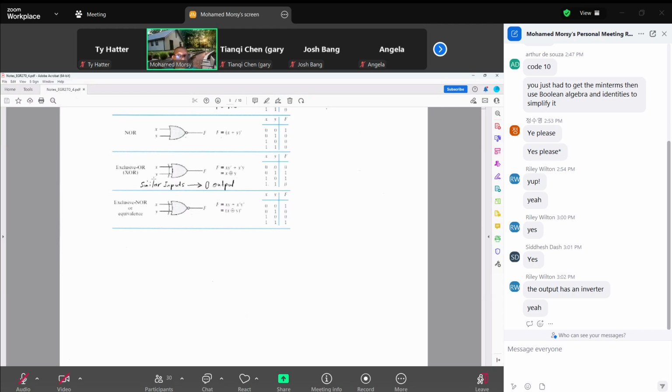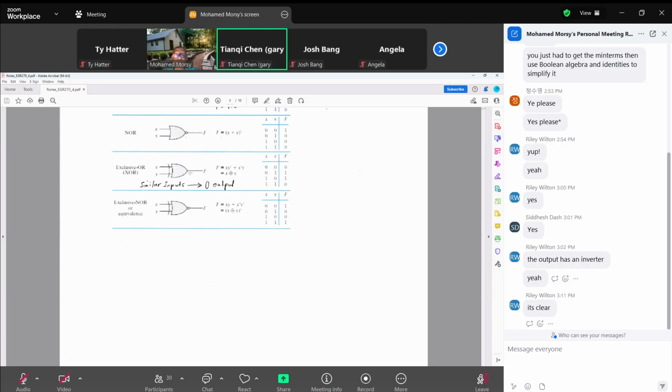Please, is this clear for everyone? Or does anyone have confusion here? It's clear. Clear for everyone? Okay, good.